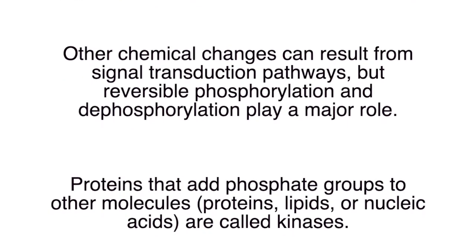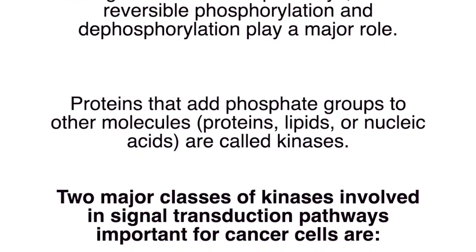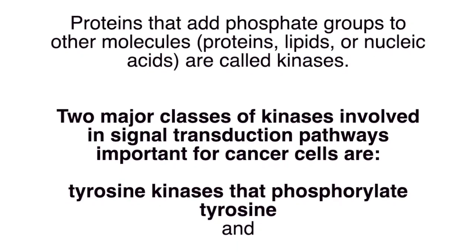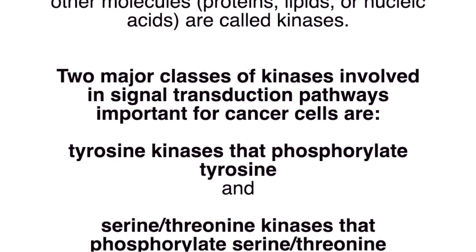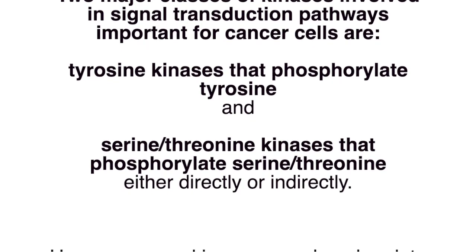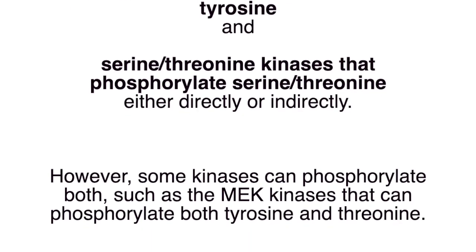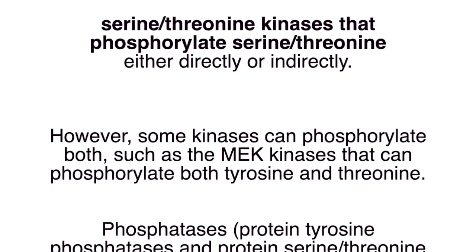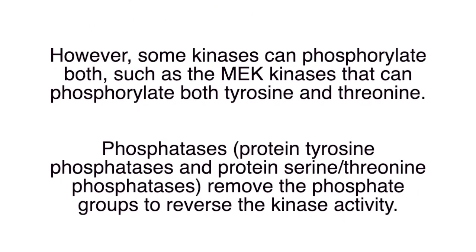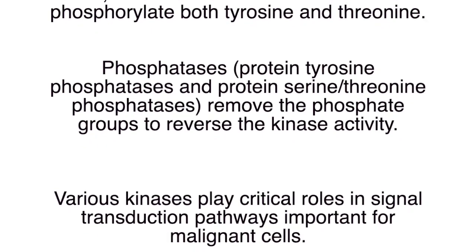Proteins that add phosphate groups to other molecules, proteins, lipids, or nucleic acids, are called kinases. Two major classes of kinases involved in signal transduction pathways important for cancer cells are tyrosine kinases that phosphorylate tyrosine and serine threonine kinases that phosphorylate serine threonine, either directly or indirectly. However, some kinases can phosphorylate both, such as the MEK kinases that can phosphorylate both tyrosine and threonine. Phosphatases, that is protein tyrosine phosphatases and protein serine threonine phosphatases, remove the phosphate groups to reverse the kinase activity.